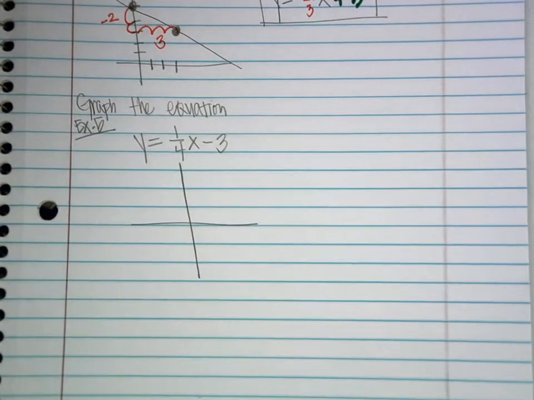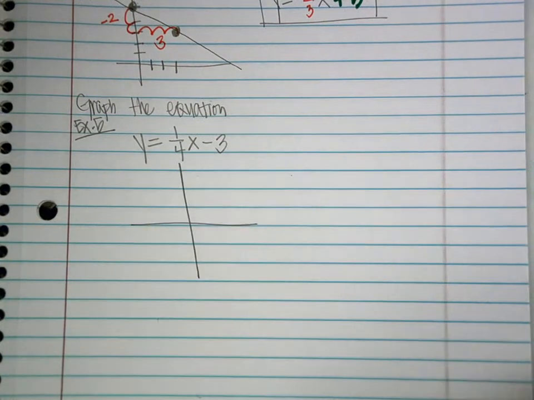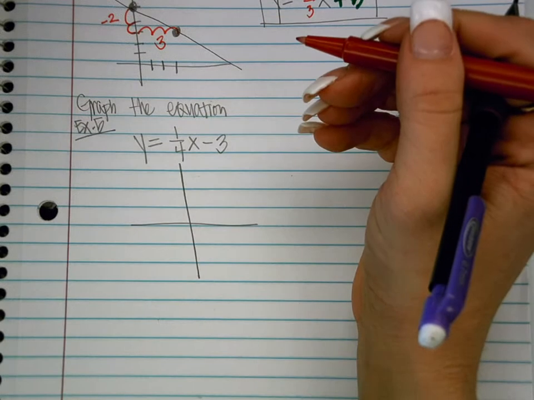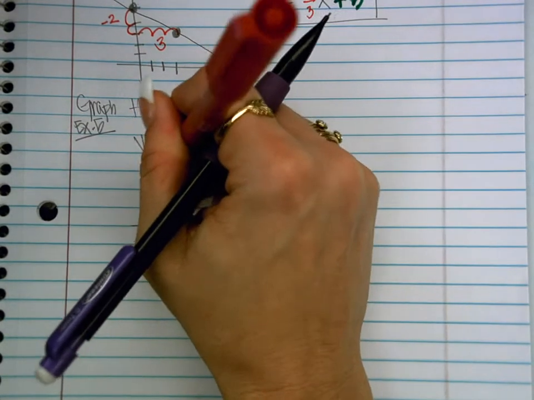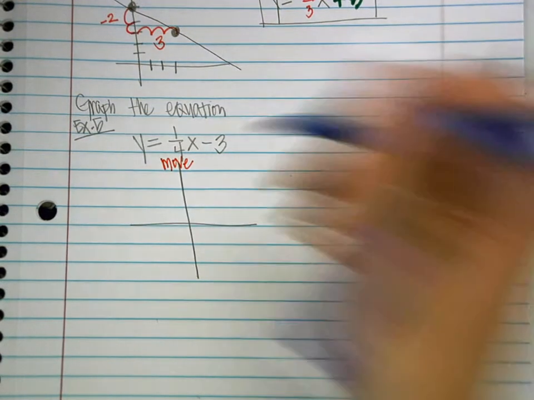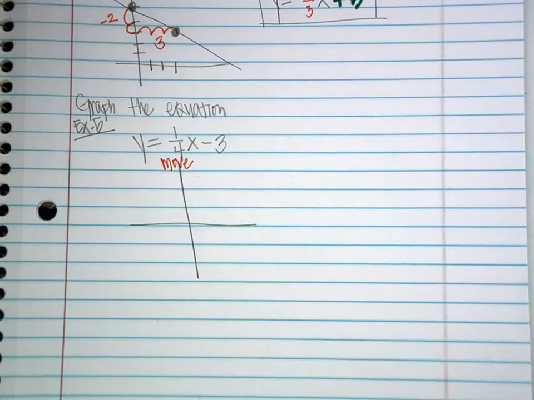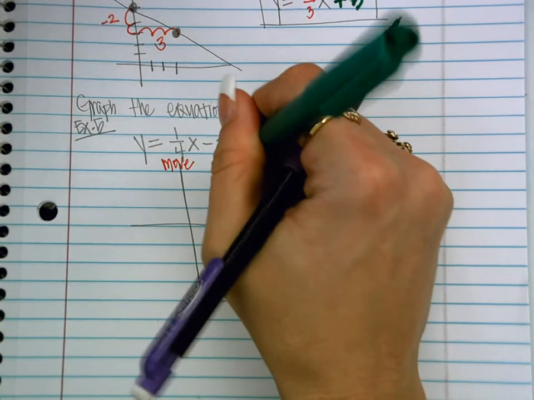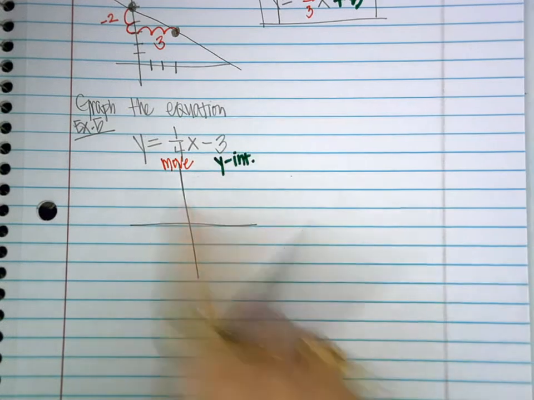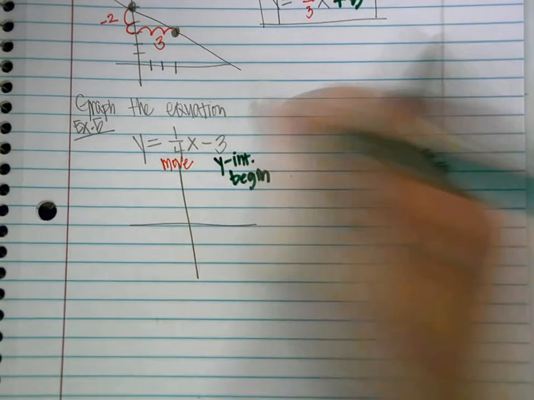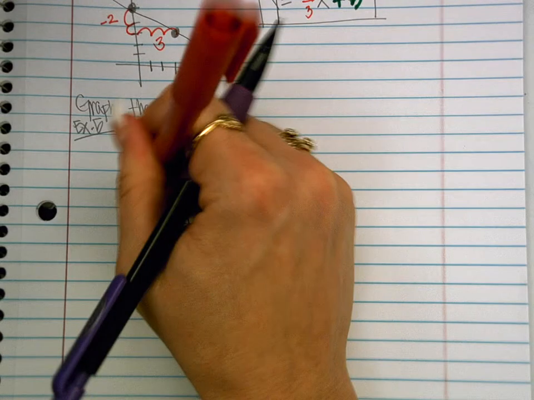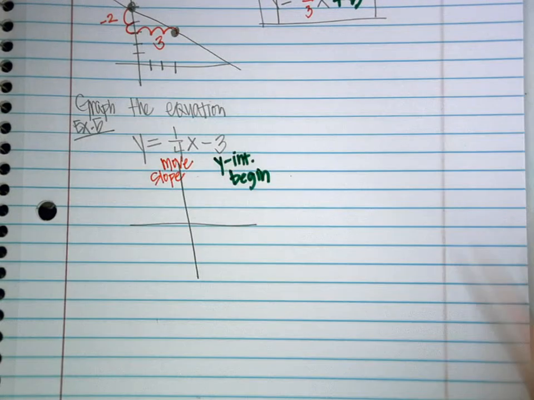Graph here. What does this 1/4 tell you? 1/4 is the what? The slope, and slope tells you how you move. What's the -3? What's that called? The y-intercept. This is how you move, and this is where you begin. So slope is how you move, y-intercept is where you begin. Okay? So slope and begin.